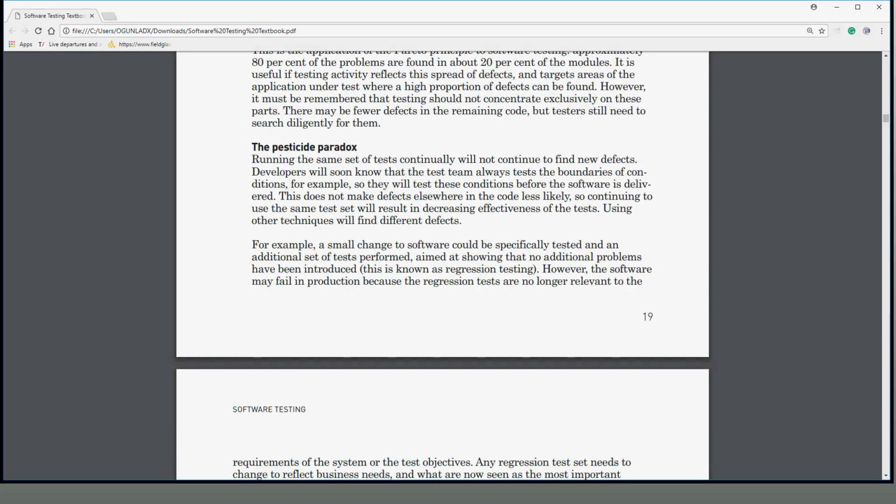So, pesticide paradox. This actually is, for instance, I think as a new tester or an informal tester, another problem that you're going to find. Let's say we have an application that accepts even numbers from 1 to 10.